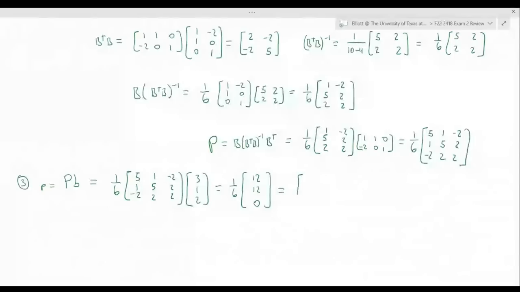Okay. And so I guess maybe somewhat surprisingly, I got some pretty nice numbers from this. So then this vector is the projection of B onto the null space of the original matrix A. And that would be the vector in the null space of A that was closest to B. Okay. All right, I'll go ahead and end the review with that.